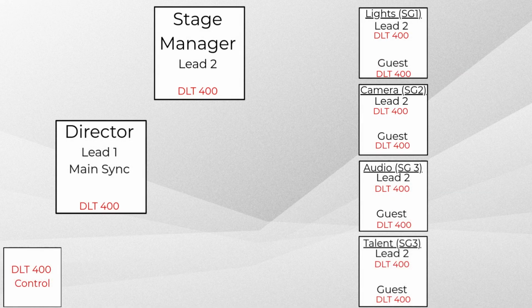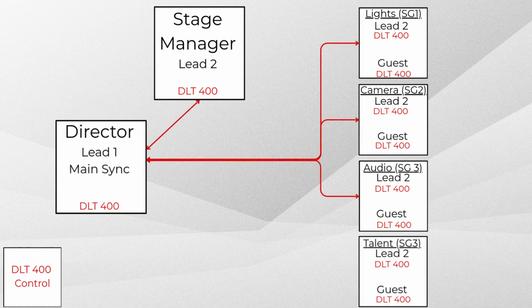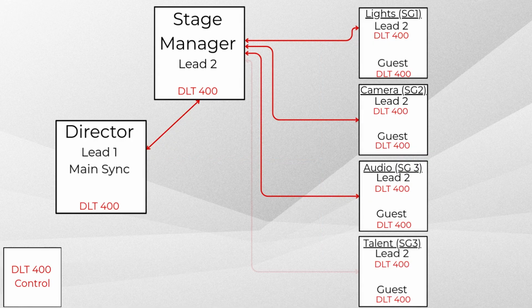To help illustrate this, let's walk through the following communication tree. In this configuration, the director is assigned as a Lead 1 and acts as the main sync. They have full communication access, meaning they can speak to any subgroup individually or use all call to reach everyone at once. The stage manager is configured as Lead 2, with access to all subgroups independently, but doesn't need to initiate an all call.